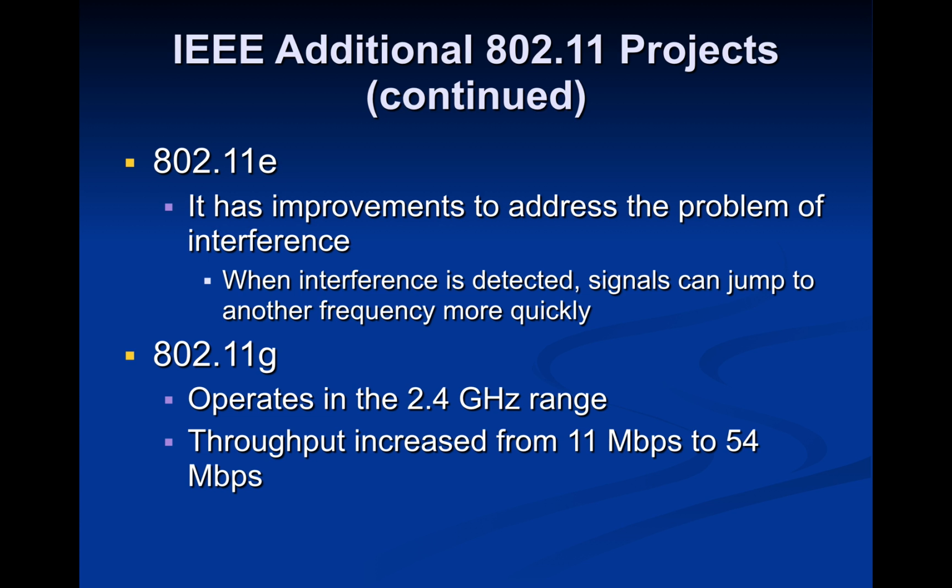Anyway, 802.11e was supposed to handle interference, and 802.11g eventually came out, which was faster and became quite popular, moving from 11 megabits per second up to 54 megabits per second, again in the 2.4 gigahertz range. So the problem of interference with other devices was not fixed.